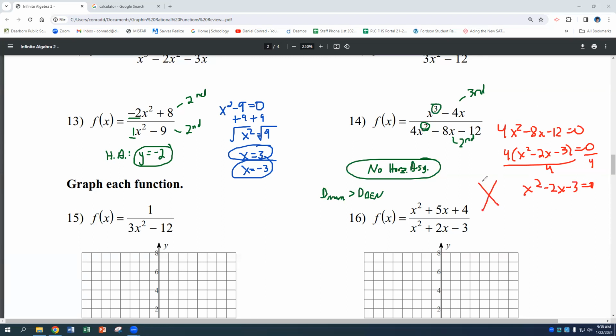Okay, so I need two numbers that multiply to -3, add to -2. It's going to be -3 and +1. So I'm going to do x minus 3 equals 0, x plus 1 equals 0. Add 3, I get x equals 3. Minus 1, x equals -1. All right.